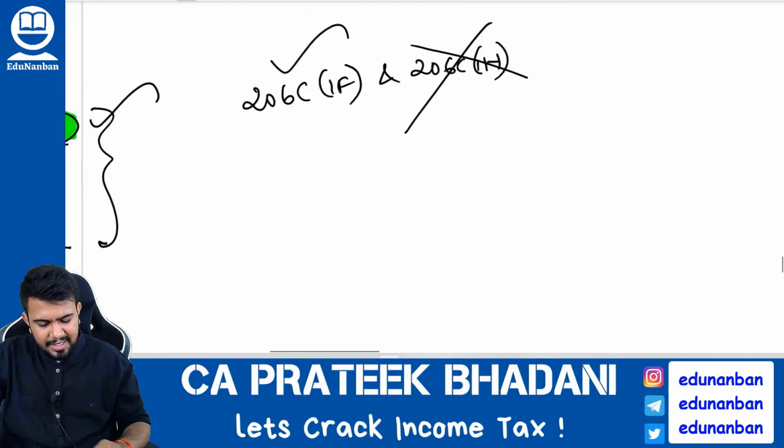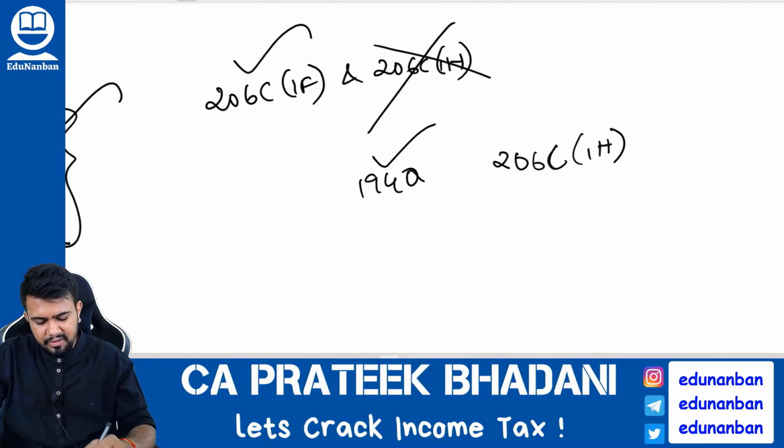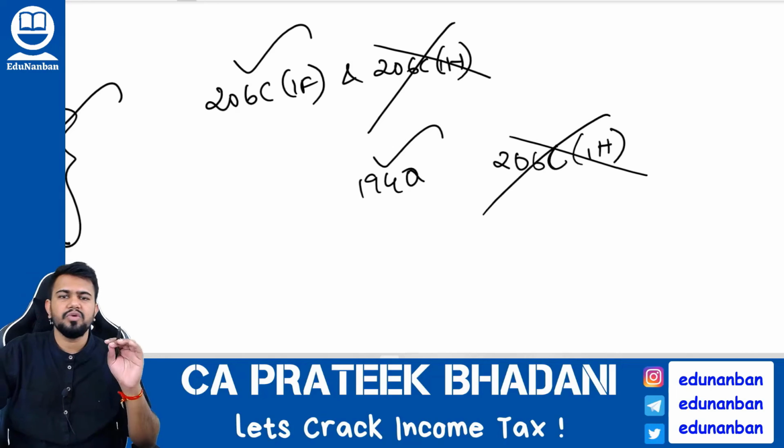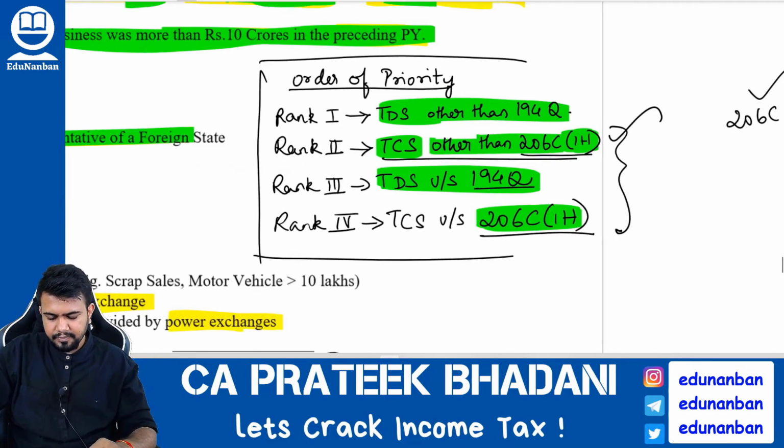Hence, if in the same transaction there is 194Q and 206C 1H, then what will you consider? You have to consider 194Q. Don't consider 206C 1H. TDS will be applicable, TCS will not be applicable.